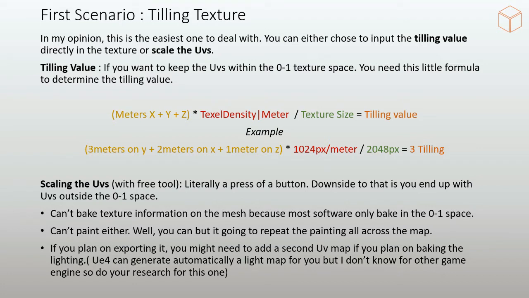And the last point, now this one I'm not sure if I should have left that or not, but I know that most game engines now can generate a light map for you, so you don't need to actually worry about that. But I suggest doing some research depending on the game engine that you use if you want to bake lighting later on.